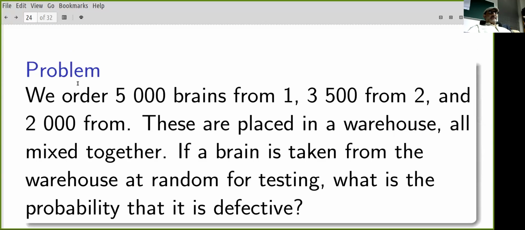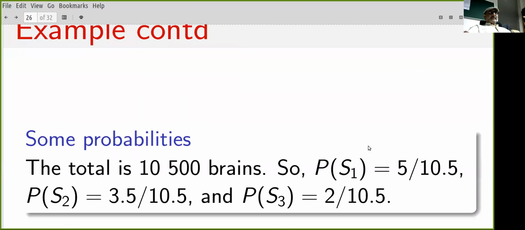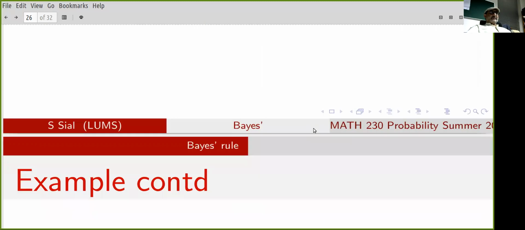Let's see. Total number of brains we ordered was 10,500. So the probability of S1 is 5 out of 10.5. Probability of S2 is 3.5 over 10.5, and probability of S3 is 2 out of 10.5. I remember we ordered 5,000 out of 10,500 from 1, 3,500 out of 10,500 from S2, and 2,000 out of 10,500 from S3. So these are the probabilities that any given brain came from supplier 1 or supplier 2 or supplier 3.